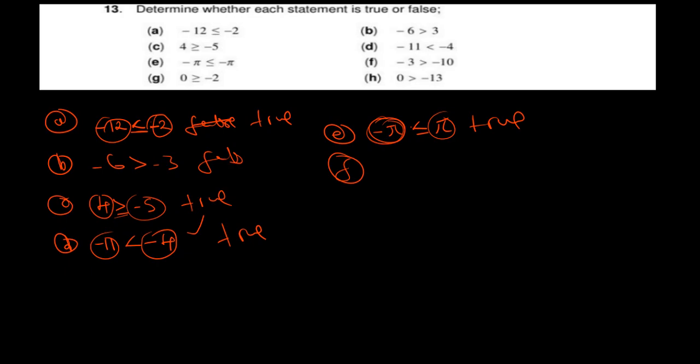So F, negative 3 is greater than negative 10. Is this true? Yes. As numbers go to the positive side, say this is 0, then we have negative 10 there and negative 3. As it goes to the positive side, it will be greater than. So this is true.